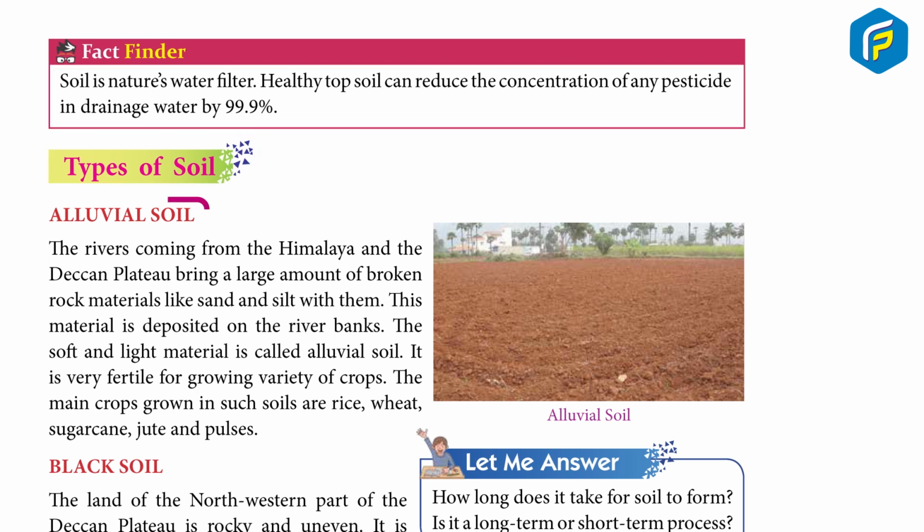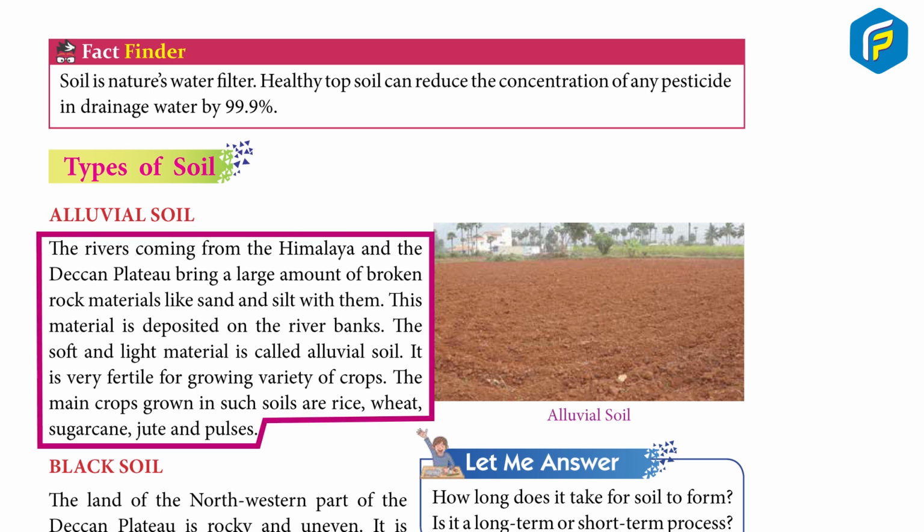Types of soil. Alluvial soil. The rivers coming from the Himalaya and the Deccan Plateau bring a large amount of broken rock materials like sand and silt with them. This material is deposited on the river banks. The soft and light material is called alluvial soil. It is very fertile for growing a variety of crops. The main crops grown in such soil are rice, wheat, sugarcane, jute and pulses.